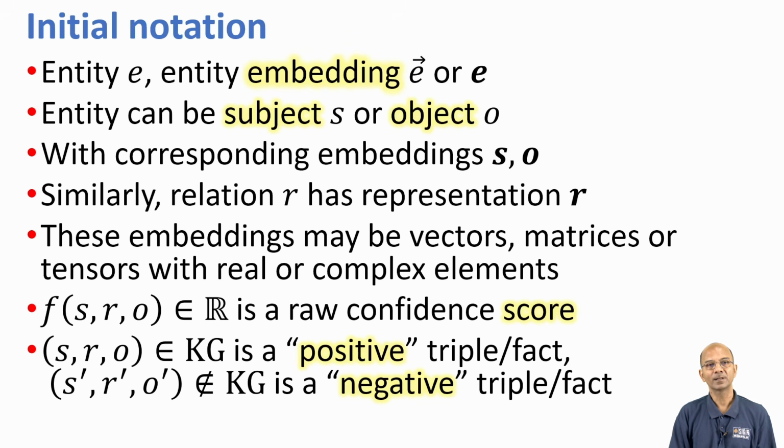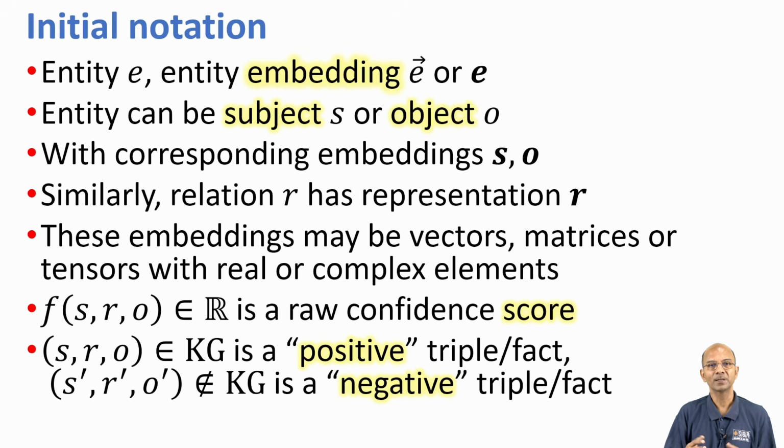Before we proceed further, let us set up some notation. We will represent entities as E in general, and when an entity takes the role of a subject, it will be written as S. When it has the role of an object, it will be written as O. Now, why do we distinguish between subject and object in relations?